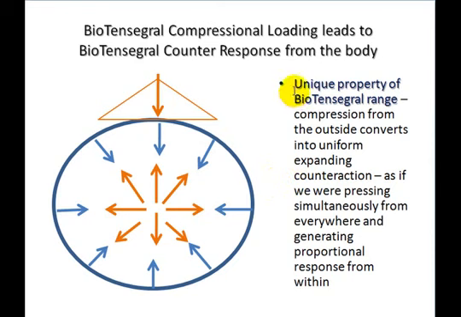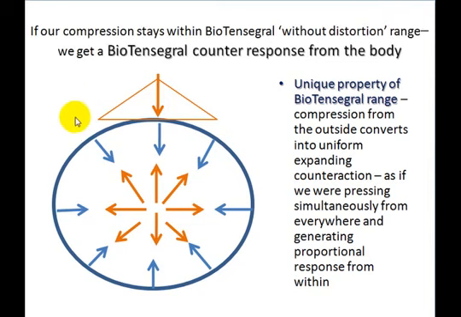And the unique property of the biotensegrel range is that the compression from the outside, no matter where it comes from, I already said that, translates and converts into uniform expanding counteraction. So compression reflects into expansion. The one that converges, a response goes into the diverging pattern. As if we were pressing simultaneously from everywhere and generating the proportional response from within. So that's, as I said, the key.